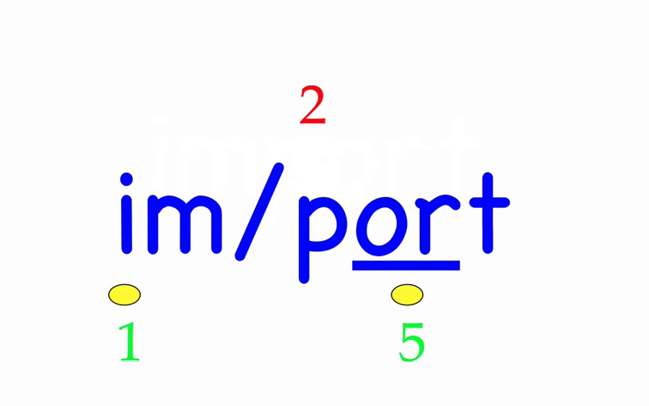Target. The archer hit the target. Target. Tar, two sounds. T, ar. Get, three sounds. G, e, t. Target. Mark the word.